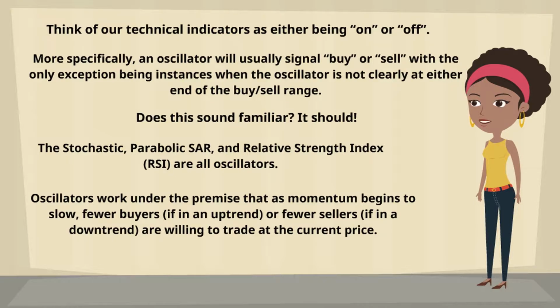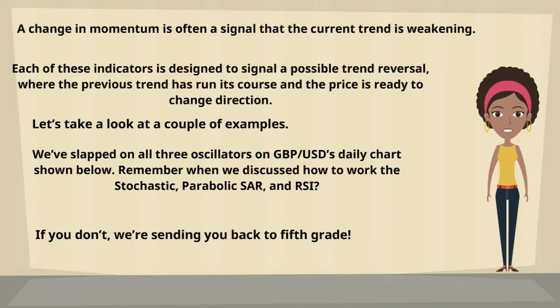The stochastic, parabolic SAR, and relative strength index, RSI, are all oscillators. Oscillators work under the premise that as momentum begins to slow, fewer buyers, if in an uptrend, or fewer sellers, if in a downtrend, are willing to trade at the current price. A change in momentum is often a signal that the current trend is weakening. Each of these indicators is designed to signal a possible trend reversal, where the previous trend has run its course and the price is ready to change direction.